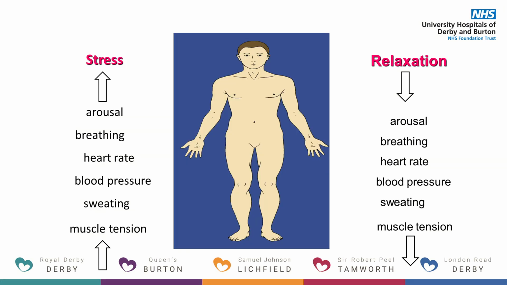Here's a more visual image of the two different systems and the response they provide. This can be a useful image to show patients to help their understanding in relaxation and why it can be beneficial. On the one side, we've got stress, which increases our arousal, breathlessness, heart rate, blood pressure, our temperature in the body, which can cause sweating or clamminess, muscle tension.